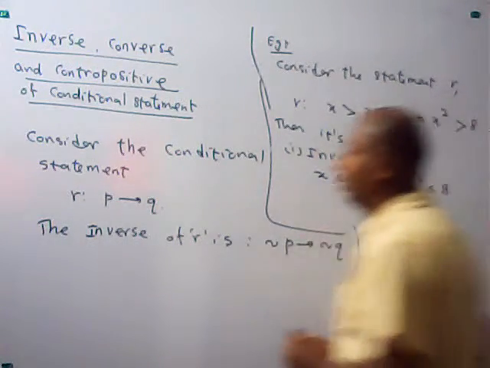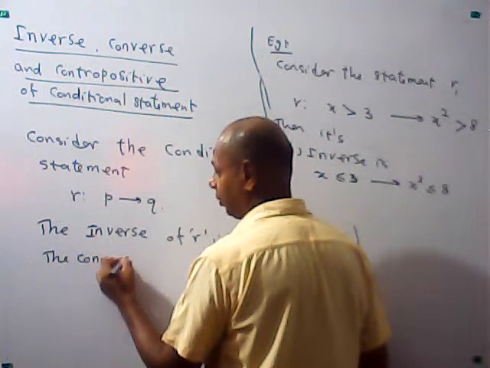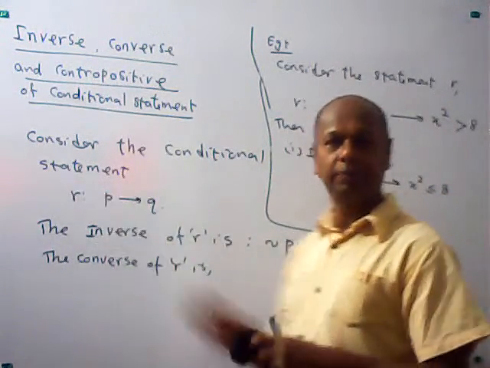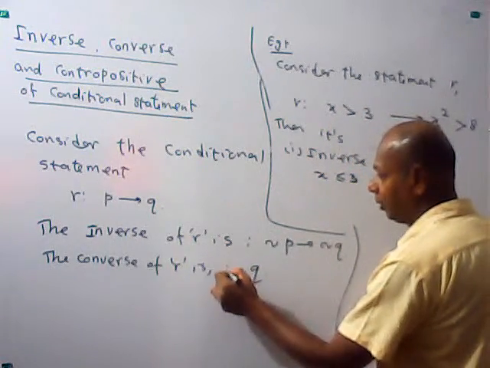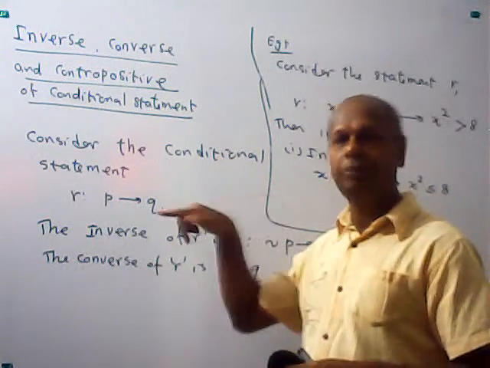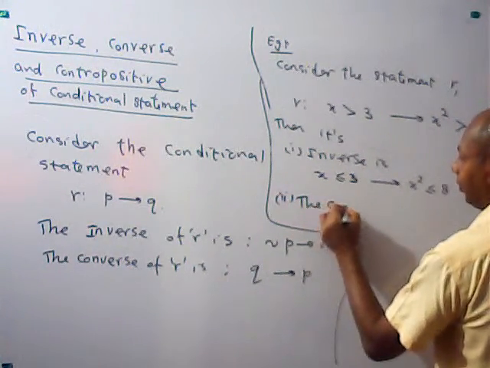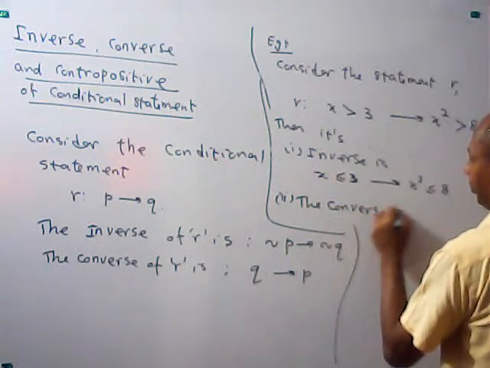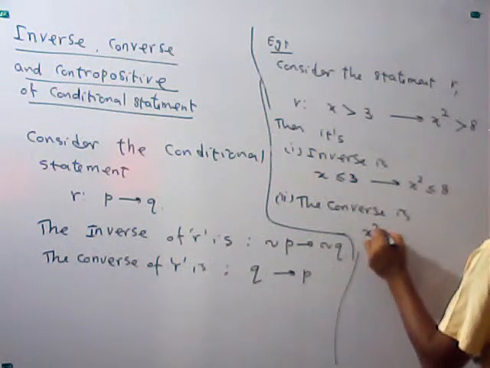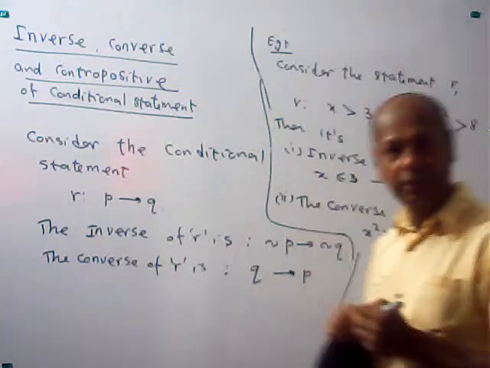So then the converse of R: the converse of P implies Q is Q implies P. In this example, the converse is x squared is greater than 8 implies x is greater than 3. Right? So that's the converse.